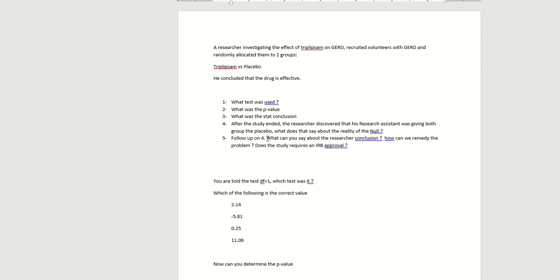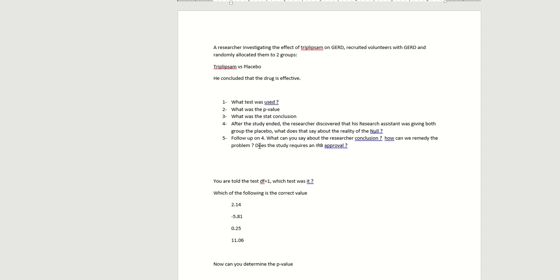All right, so let's go back. What can we say about the research conclusion? It was a type 1 error. How can we remedy the problem? Well, you have to start from the beginning, and this time make sure that you're actually giving the drug to the patients and not placebo for both. Does the study require an IRB? The answer is always yes. You always need to have an IRB to answer that question.